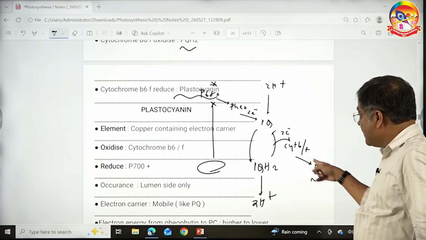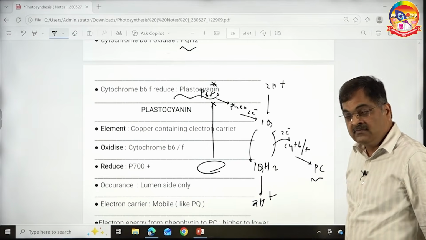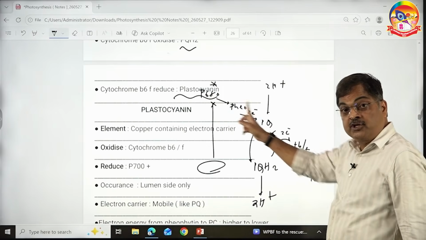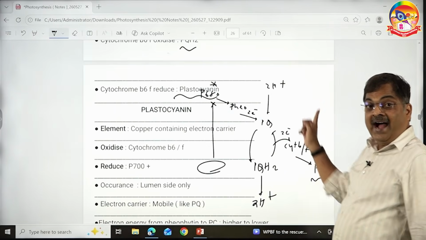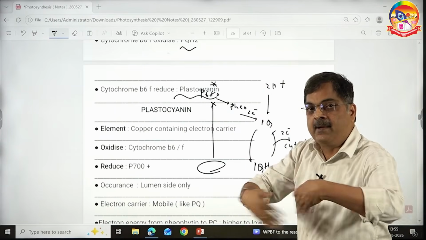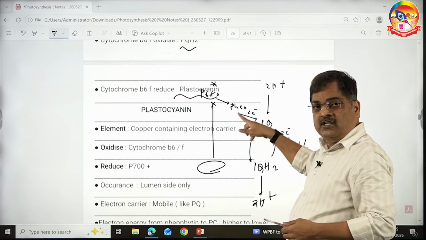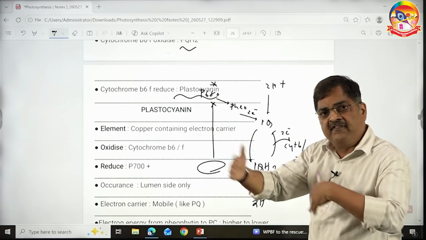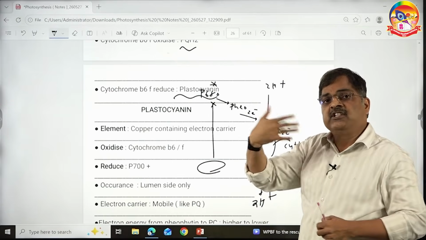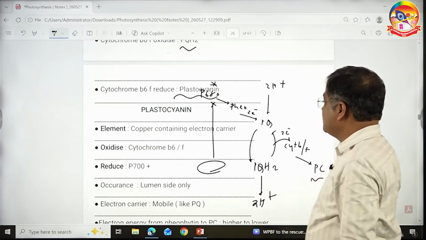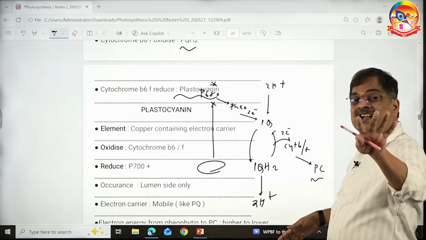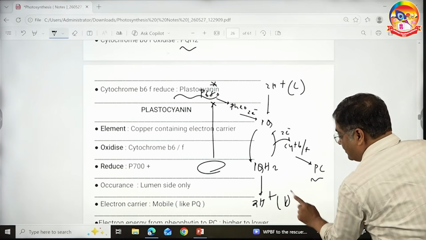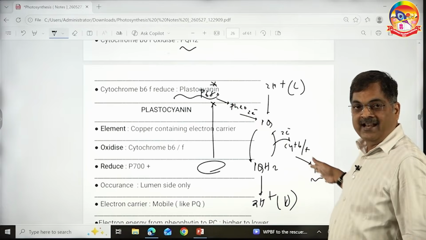So this entire movement is downhill: higher energy of electron to lower energy, lower redox potential to higher redox potential. Energy gets liberated. The difference of redox potential is positive, therefore the free energy will be negative. Energy is liberated, and this energy liberation will help in the movement of protons from low to high. Now you understand why this electron transport should occur.